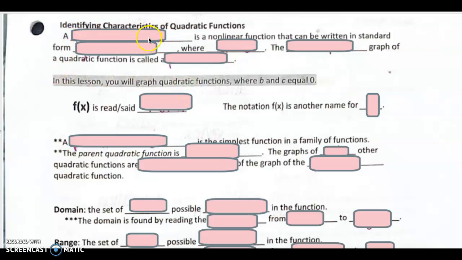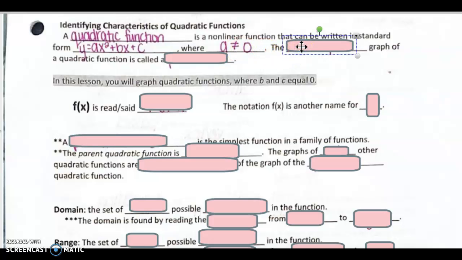So, identifying characteristics of quadratic functions is what we're looking at. And it says that a quadratic function is a nonlinear function that can be written in standard form. And we know standard form is y equals ax squared plus bx plus c, where a cannot equal 0. And the U-shaped graph of a quadratic function, remember, is called a parabola.